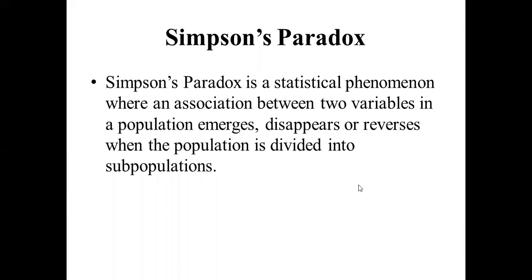Okay, for example, let me read the first definition. Simpson's paradox is a statistical phenomenon where an association between two variables in a population emerges, that is, the relation is shown, and disappears or reverses when the population is divided into subpopulations. So at large, as a single combined group, I can see a relation between these two variables. But if I go for subgrouping, then that relation doesn't exist at all, or the relation is reversed.